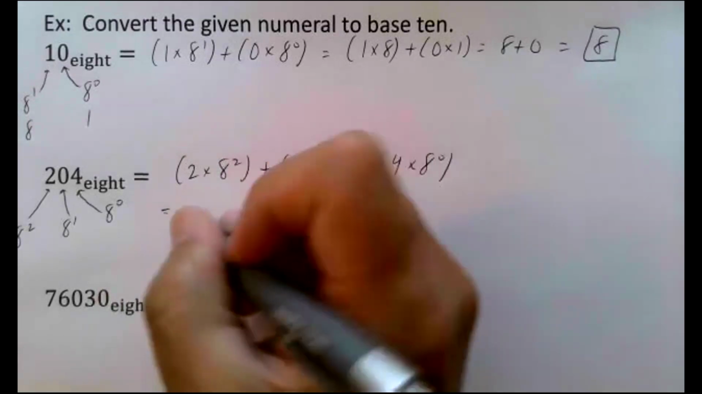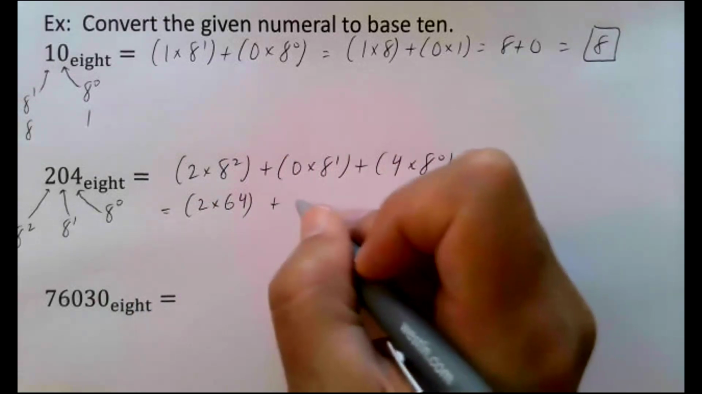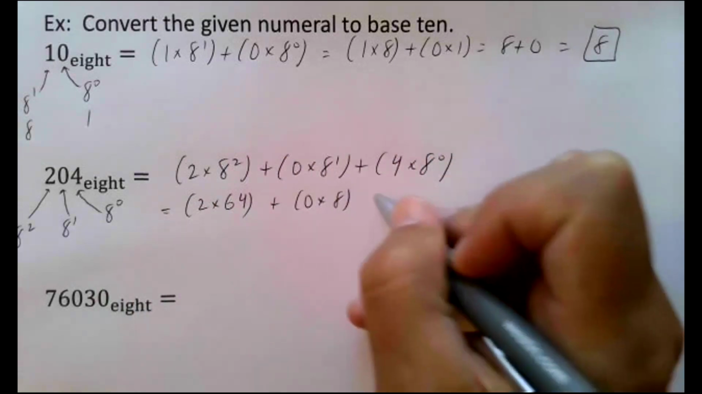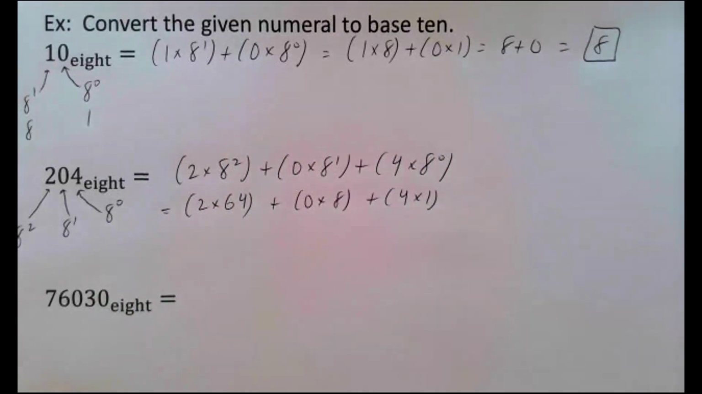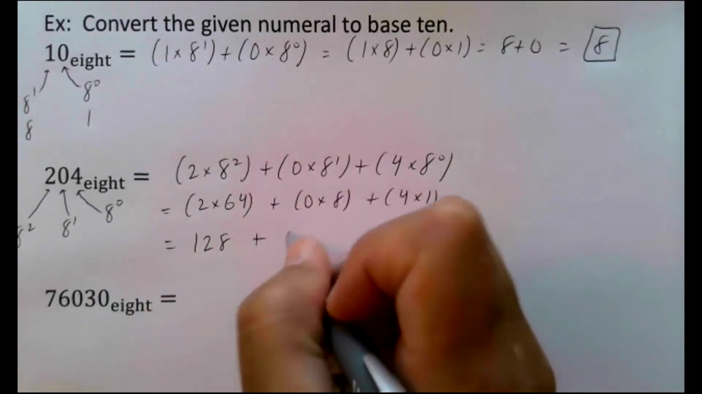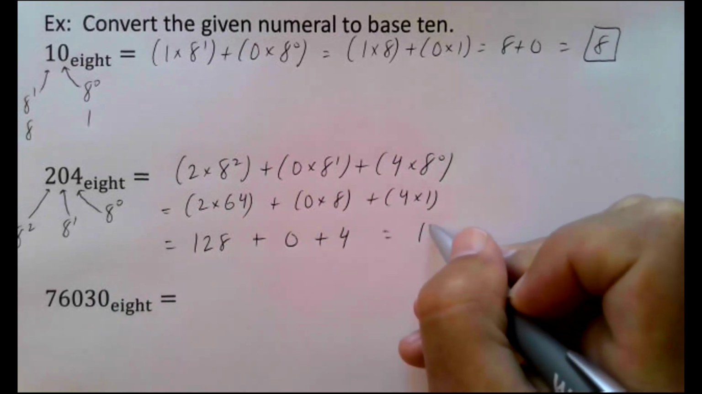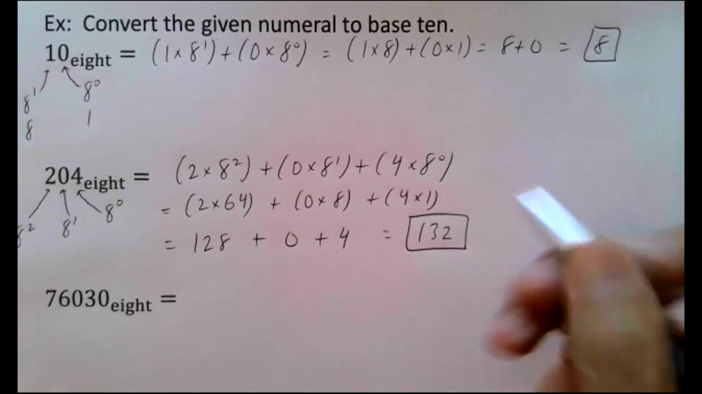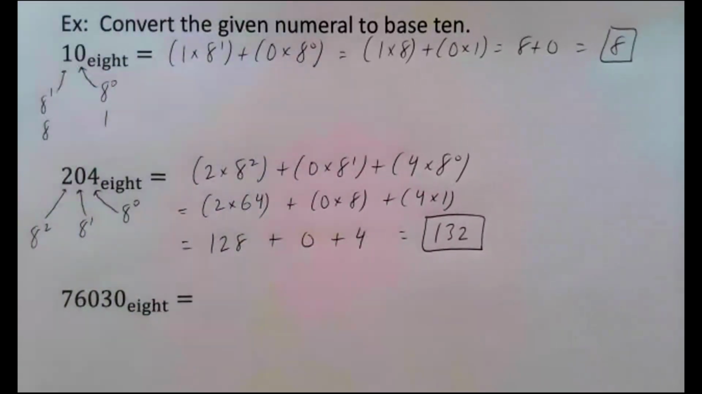Okay, so this means I have 2 sets of 64. 8 times 8 is 64. 0 sets of 8, and 4 sets of 1. That is 128 plus 0 plus 4. So 204 in the base 8 world would be equal to what we call 132.